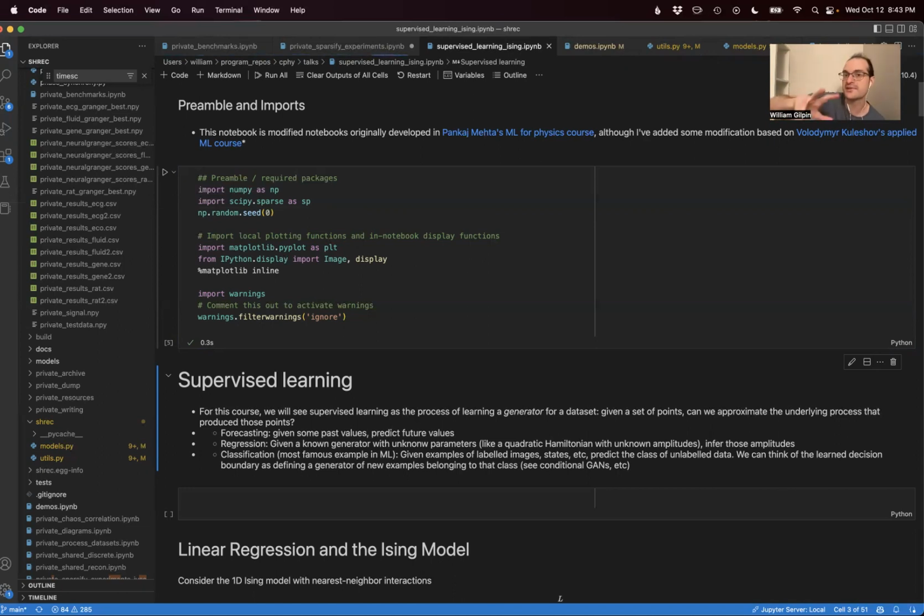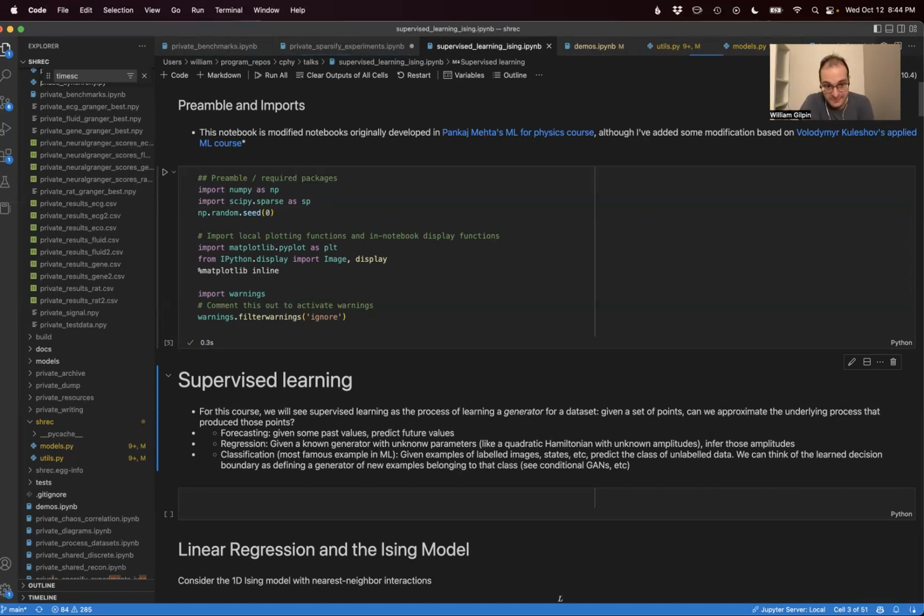And I'll just mention that this notebook, as well as some of the other notebooks that we'll see, are adapted from Pankaj Mehta's ML course, which is what we're using as our textbook. So the book has a bunch of notebooks that go through some of this. I made a couple of changes to match them up with the rest of the course and the notation, but the core content here was originally developed by Professor Mehta.